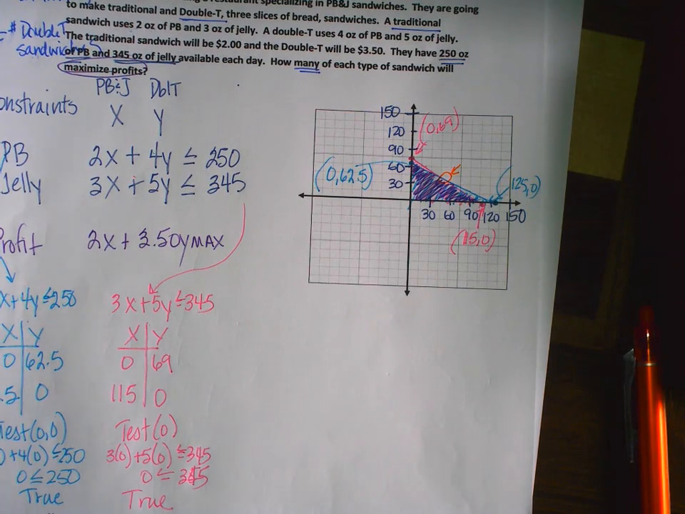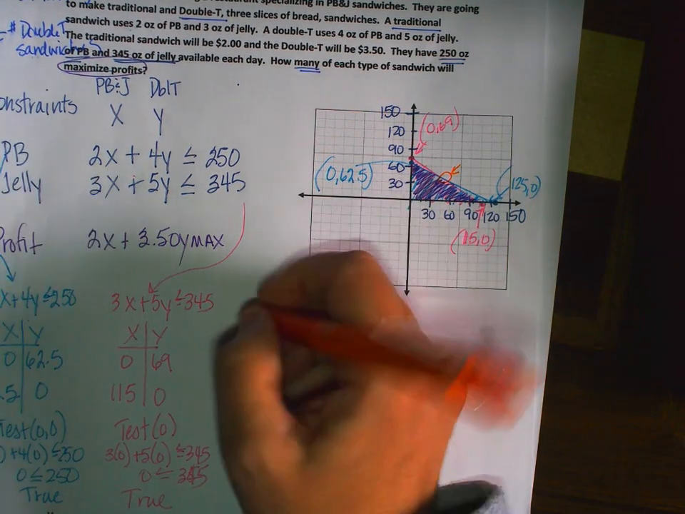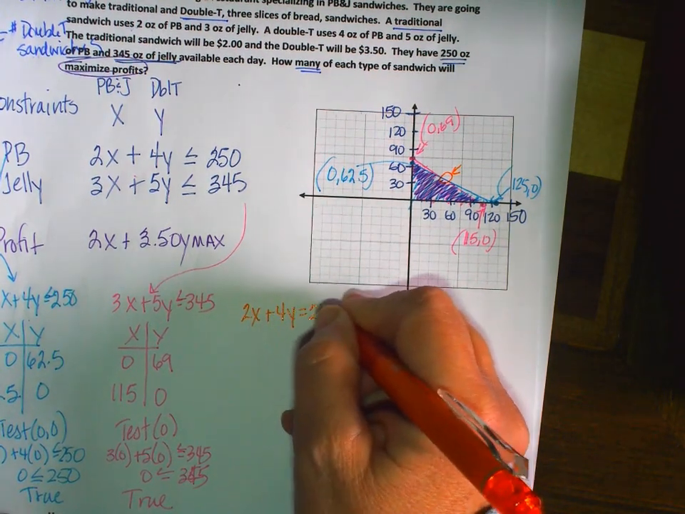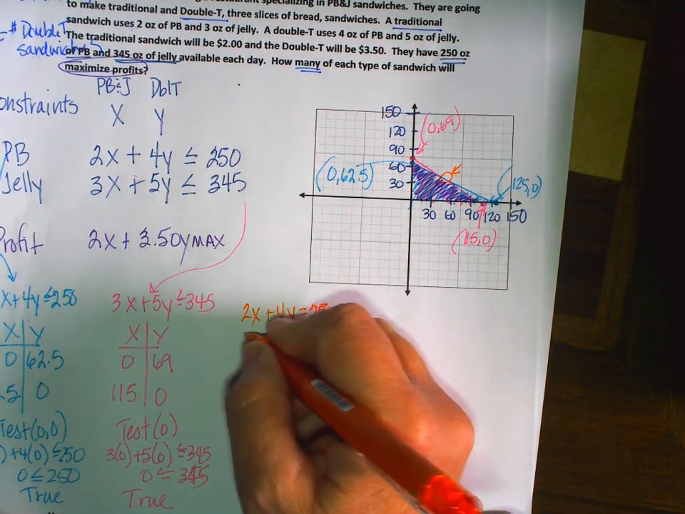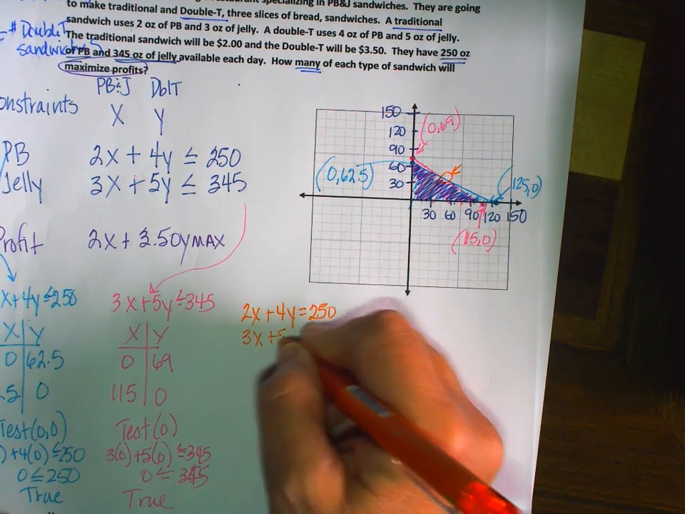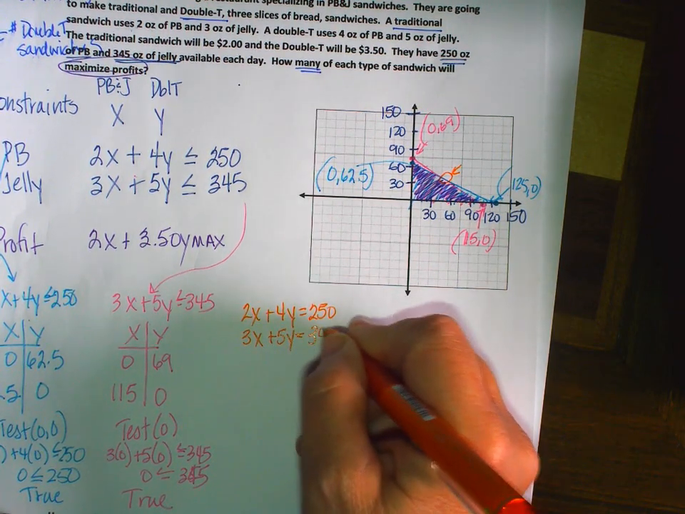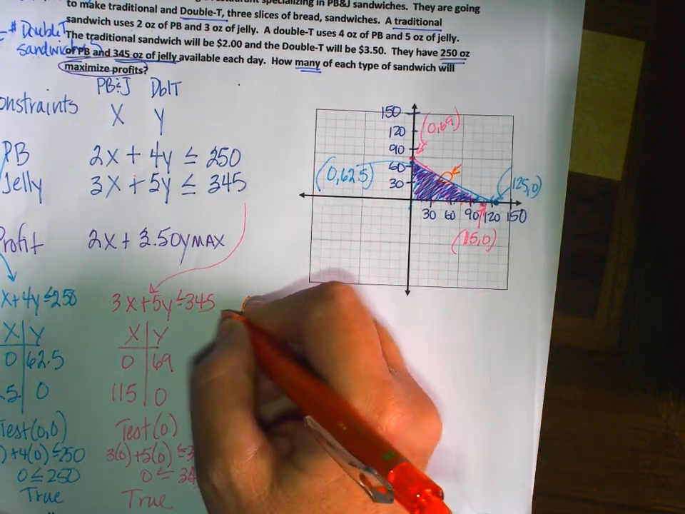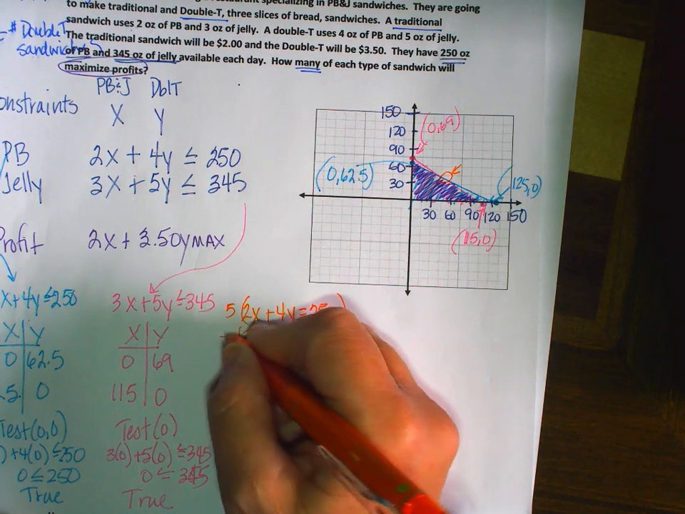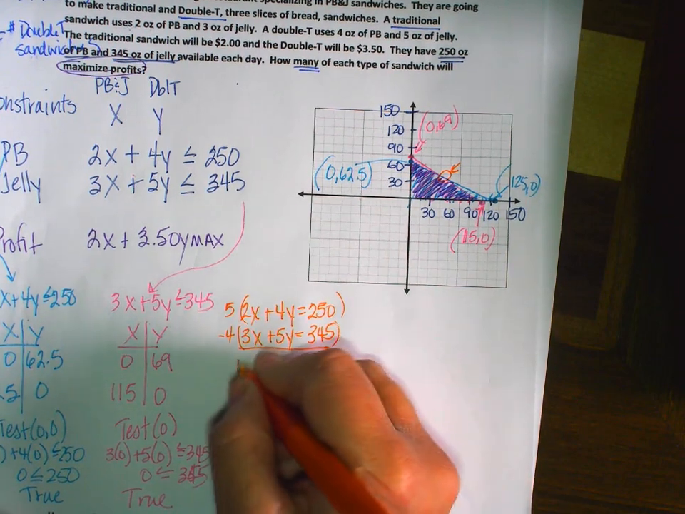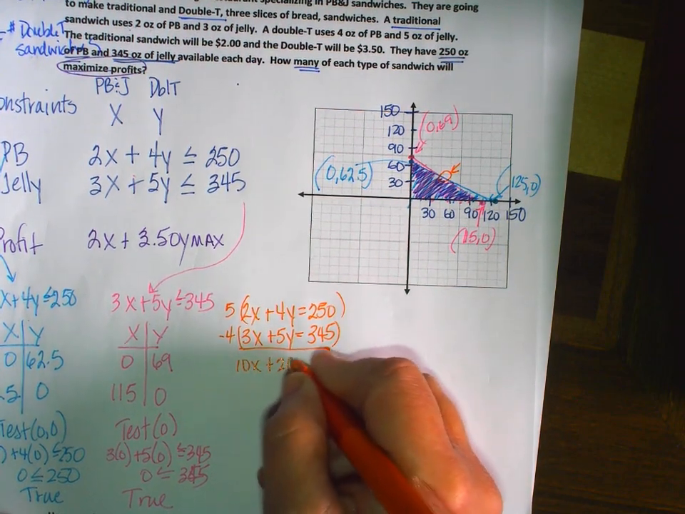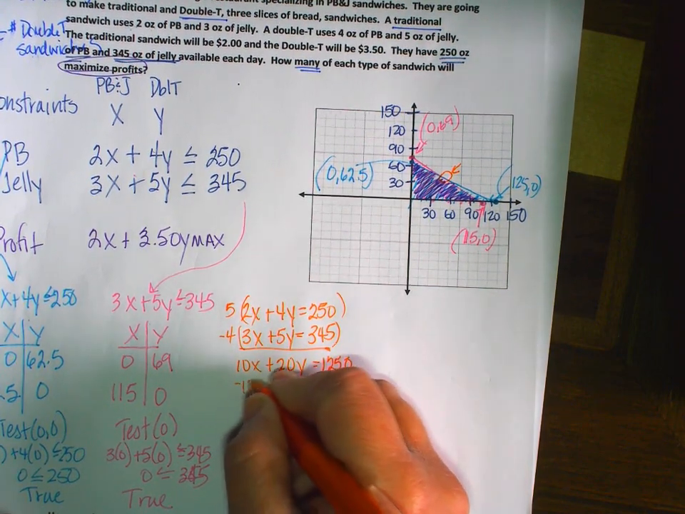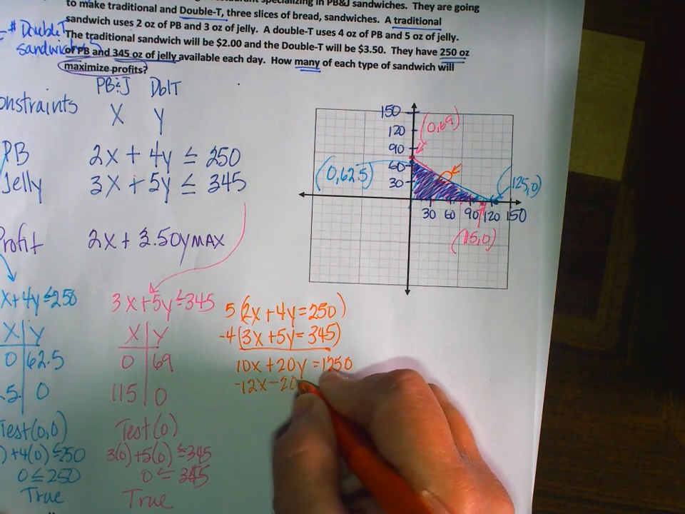Okay, now I'm going to solve the system. So I have 2x plus 4y equals 250. And again, we're just seeing where the lines cross, so I don't need to worry about the greater than, less than anymore. Equals 345. Okay, I'm going to get the y's to cancel, so I'm going to multiply the top times 5 and the bottom by minus 4. So I get 10x plus 20y equals 1250. And I have negative 12x minus 20y equals negative 1380.